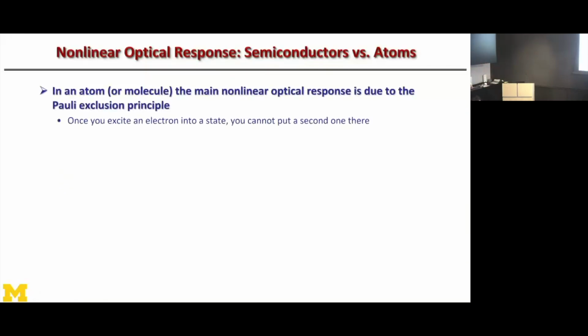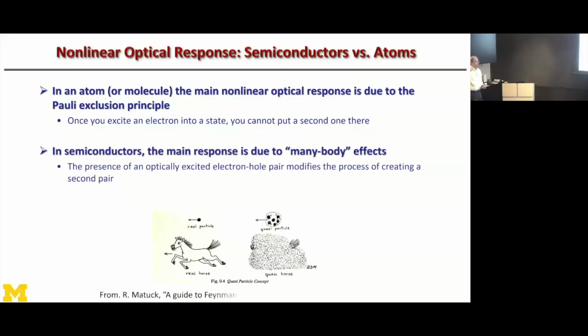So the point is that the optical response of semiconductors is very different from atoms or molecules. In atoms or molecules, it's due to Pauli blocking, the fact that if you put one electron in a state, you can't put another one there. Whereas in semiconductors, it's a many-body effect.